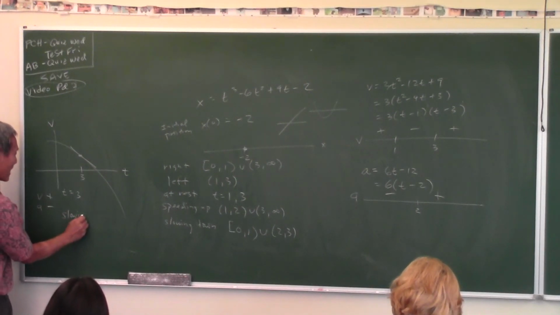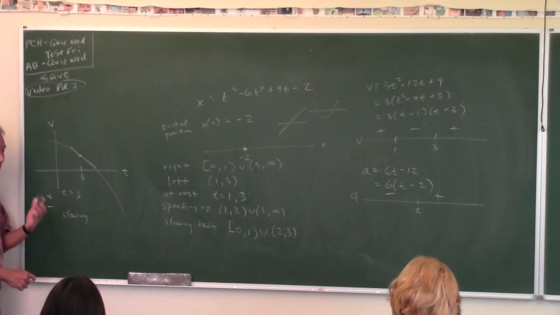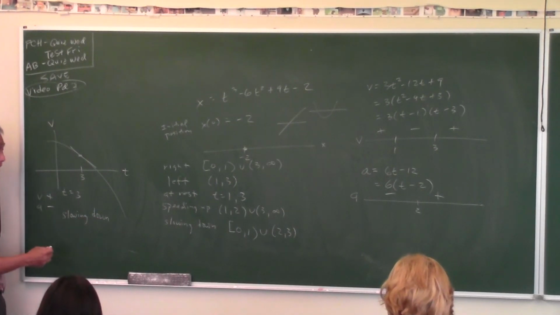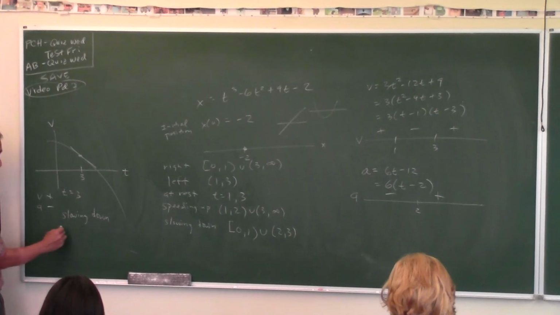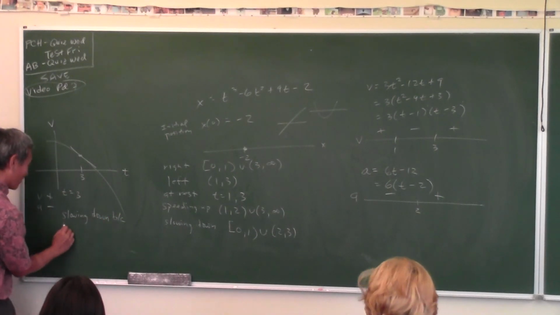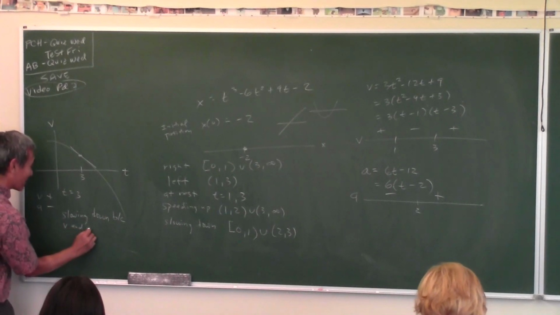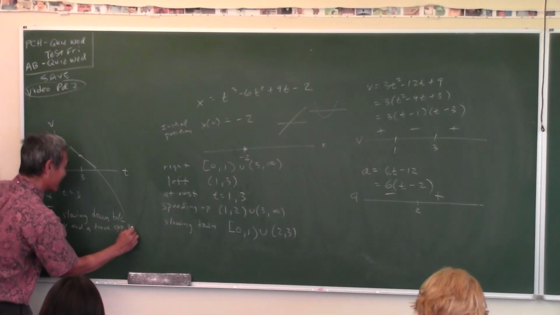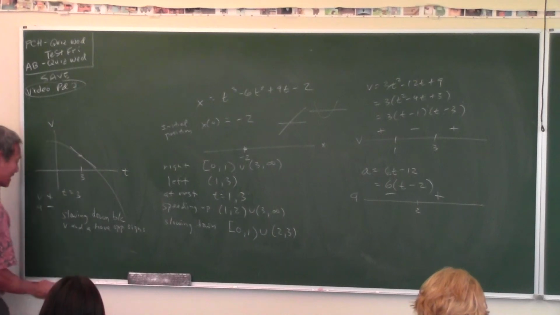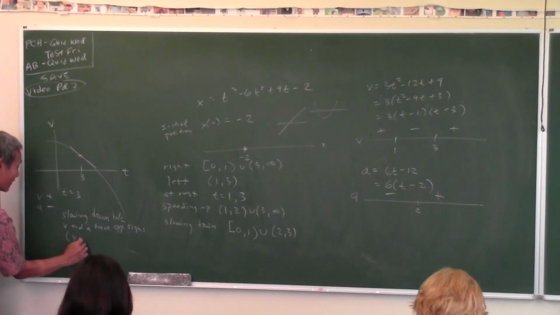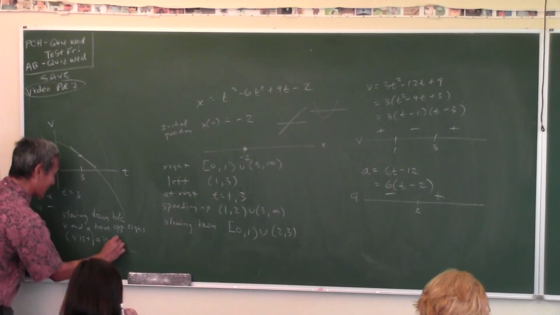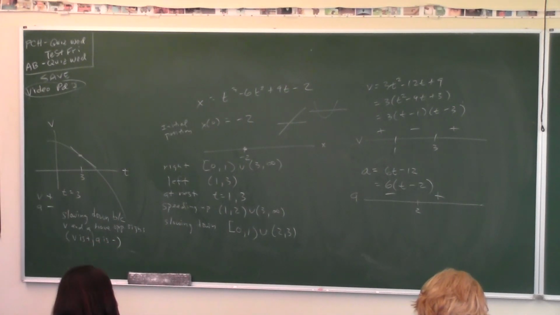Now on the AP exam, they always ask you for a reason. So you're going to say the particle is slowing down, and why? Because the velocity and acceleration have opposite signs. And if you want to be more specific, you can say velocity is positive, acceleration is negative. That would be nice. You guys get it?